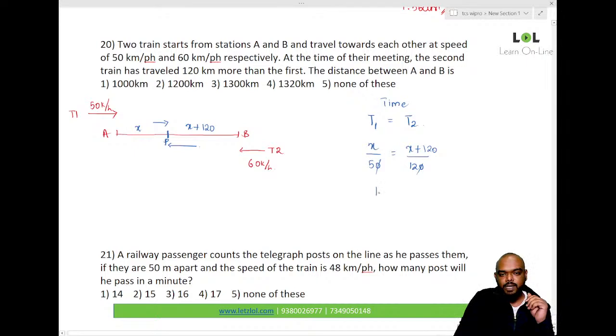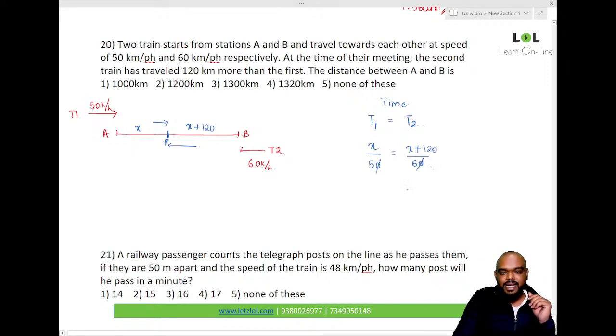So what do I get here? 12x is equal to 5x plus 600. 120 into 5. So what do we get here? 7x is equal to, am I right? Sir, did I do any mistake here? Did I interchange the speed and the distance? Arey bhai, x plus 120 divided by 60, sir. 60. Sorry, forgive me people. Forgive me, computer mistake.